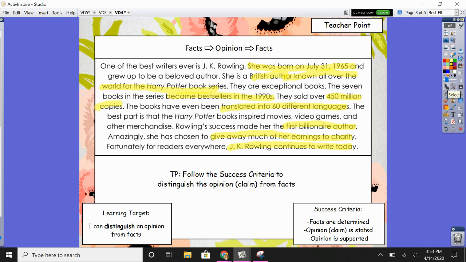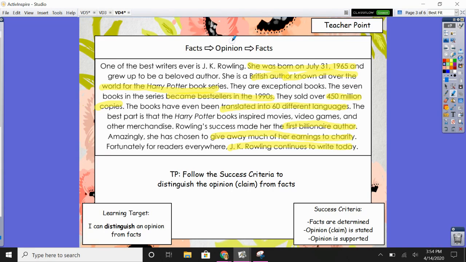So when we're looking at these facts, what we want to be able to check for is whether or not this is true. Okay, so we can check and see if her birth date really was July 31st. We can check and see if she is known all over the world. We can check and see if the books became bestsellers in that year, and so on and so forth. But we want to think about what that main opinion is. So what they're trying to prove here is actually in the first sentence of the paragraph, similar to how we would find the main idea.